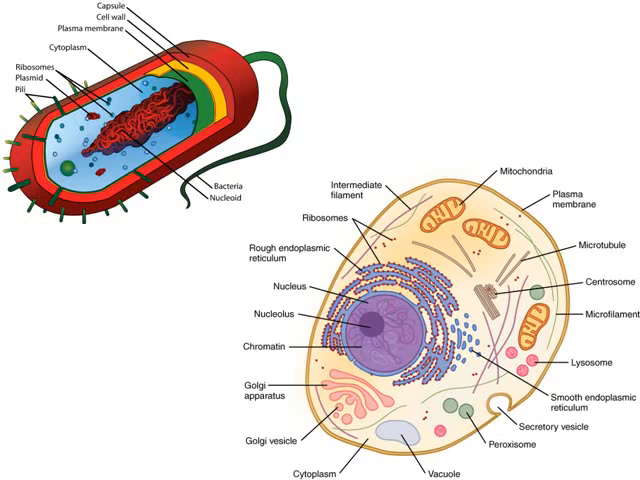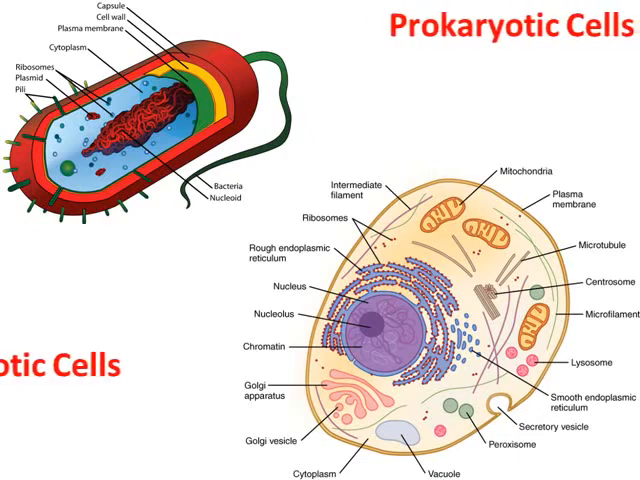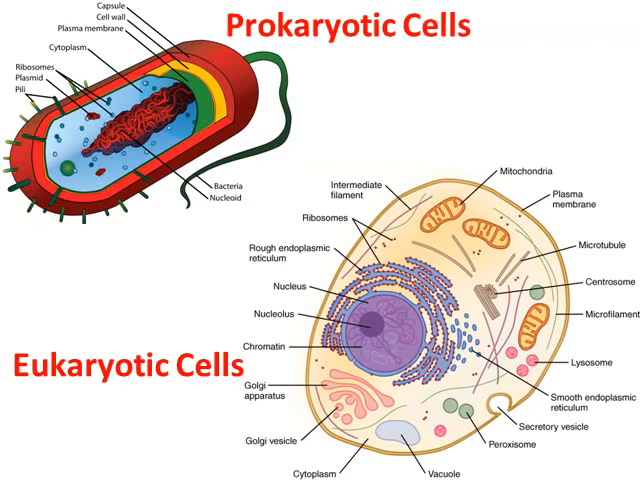Okay, so in this presentation, I want to introduce you to some of the basic differences and similarities between the two broad categories of cells called prokaryotic cells and eukaryotic cells. So let's go ahead and jump right in. We're going to start with the eukaryotic cells first.